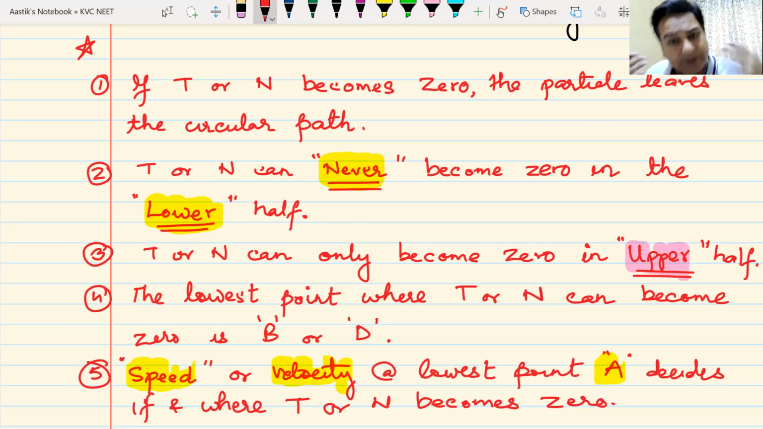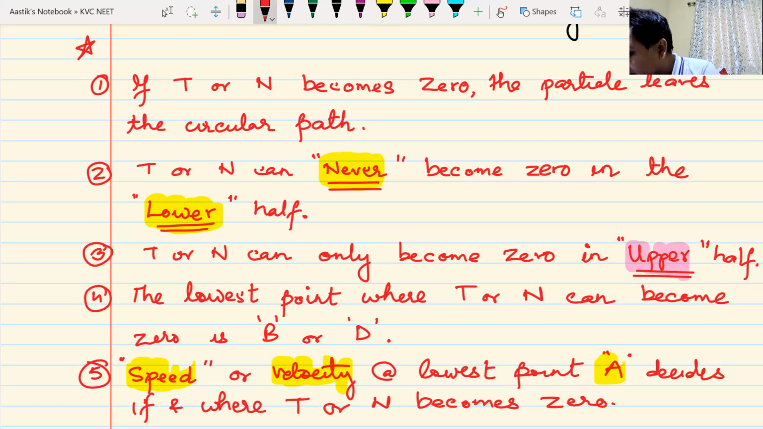T or N may not become 0. Listen to my words, everything I won't be able to write. T or N, case number 1, may not become 0. Sorry, case number 2, point number 2. T or N can never become 0. T or N can become 0 at point B. T or N can become 0 at any point between B and C. What is the deciding factor? Whether or not it becomes 0, or it becomes 0 at point B or point C or any point in between. The deciding factor is the speed or velocity at point A.